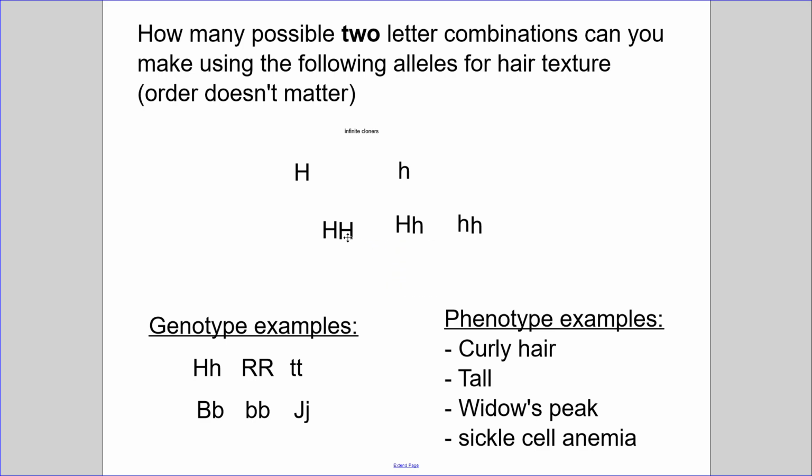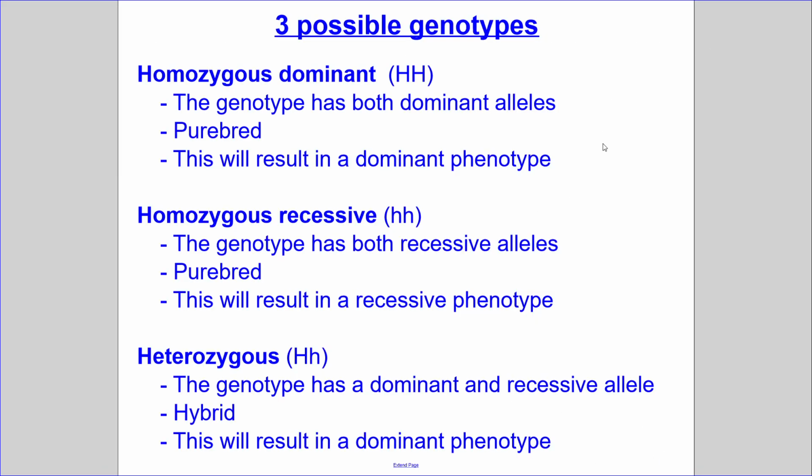So really, there are 3 possible genotypes that you can get for any 2-letter combination. Some examples of genotypes would be big H, big R, little t, little b, big B, little b, that kind of thing. And then again, phenotype examples: curly hair, tall, widow's peak, sickle cell anemia. These are the descriptions that describe the trait that you've inherited.